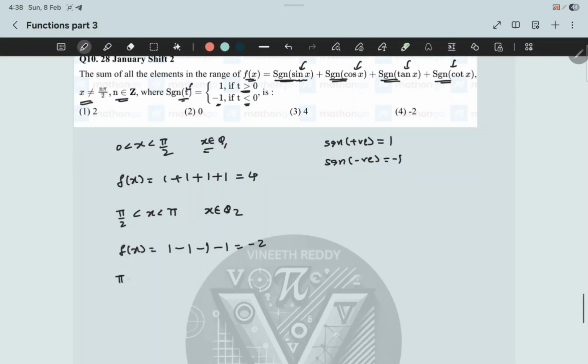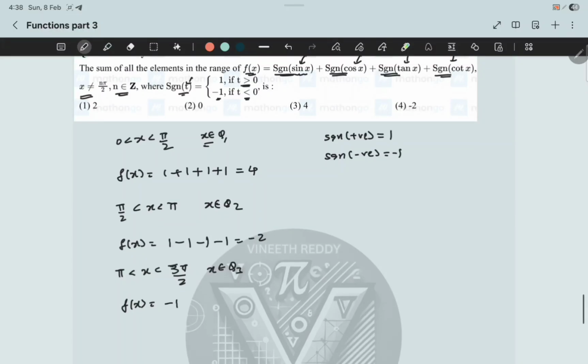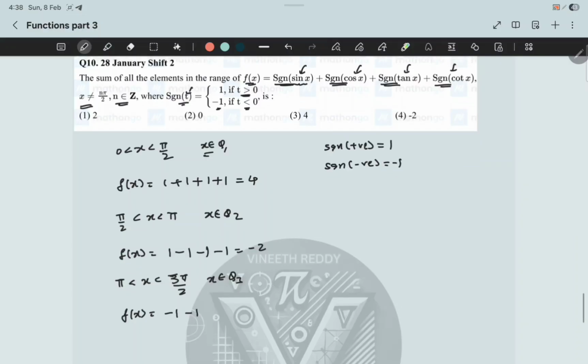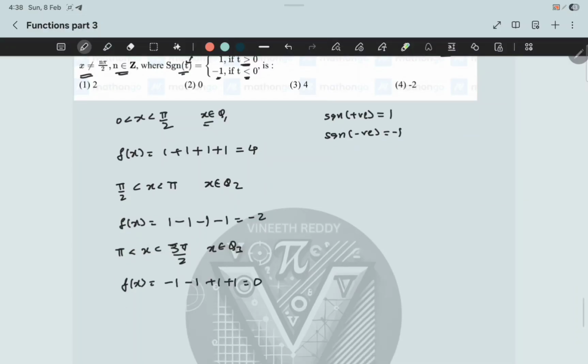And what if x belongs to quadrant 3? That means pi less than x less than 3 pi by 2, right? X belongs to quadrant 3. So f of x again, in quadrant 3 sin x is negative, so we get a minus 1. In quadrant 3 cos x is negative, we get a minus 1. Tan x is positive, cot x is positive. I think we get this output as 0.